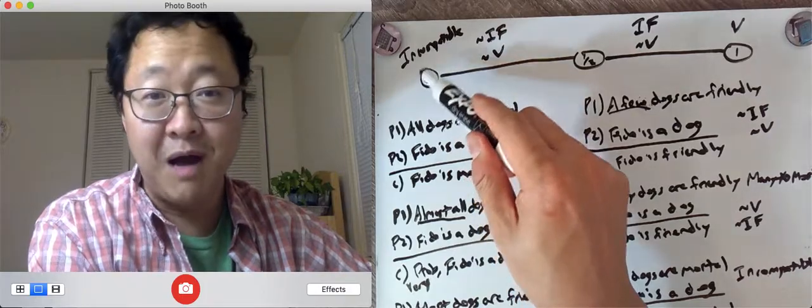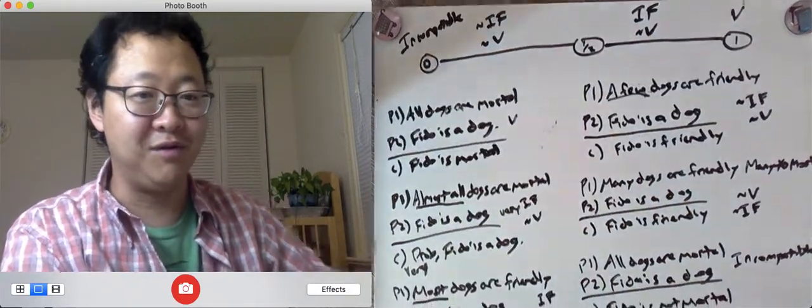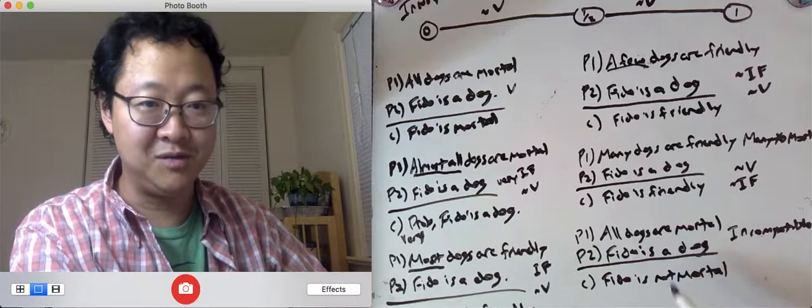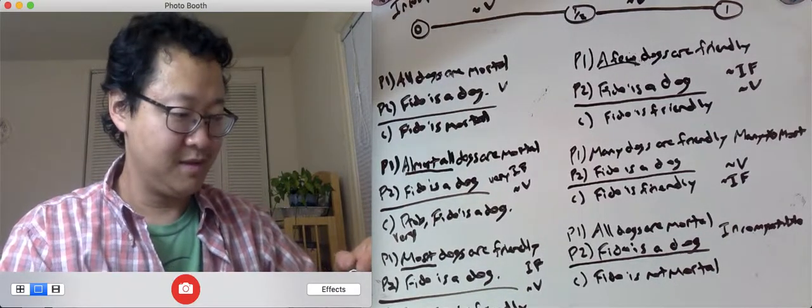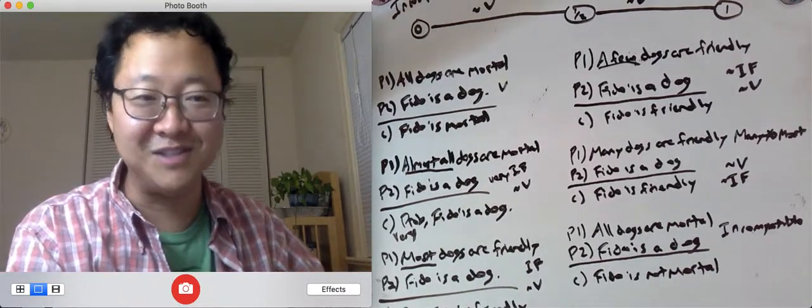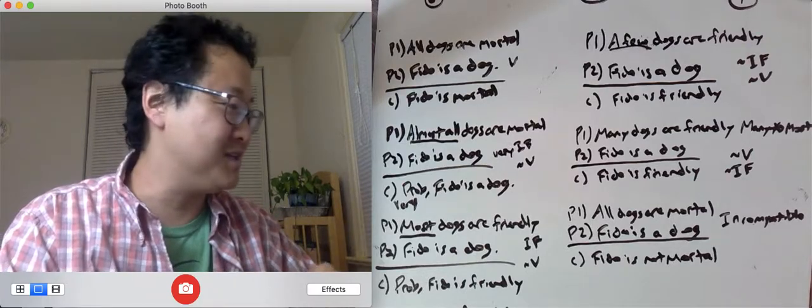Okay, there's a probability of 0. It's impossible for all the premises to be true and the conclusion to be true. And incompatibility also appeared in your homework, and we'll talk about that in the Zoom.